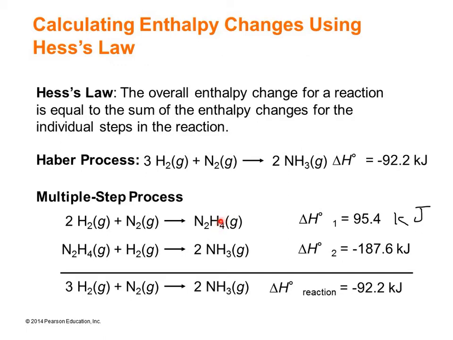This reaction intermediate then goes on and reacts with hydrogen to form our ammonia. The change in enthalpy for this step is a negative 187.6 kilojoules. If I look at these two subreactions, I can see that when I add them together, I get my third reaction. I'm going to label my reactions 1, 2, and 3 here.